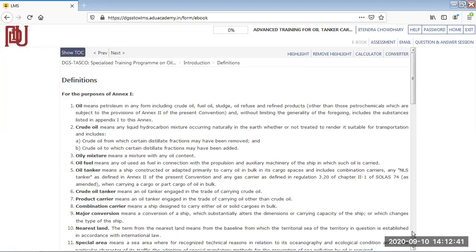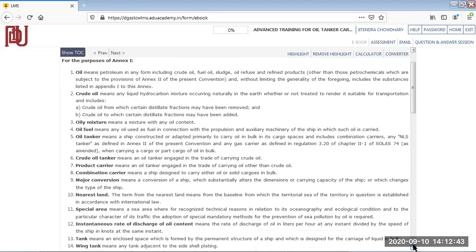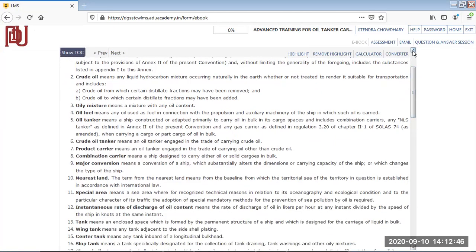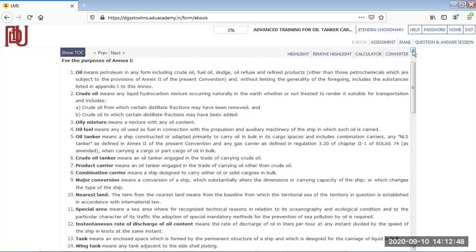So we start with the definitions of oil. Oil is a petroleum which in any form includes crude oil, fuel oil, sludge, oil refuse, and refined product other than petrochemicals which are subject to Annex II. Petrochemicals is mixed with chemicals. Then crude oil is the hydrocarbon mixture which naturally occurs in the earth. Whatever you're taking out directly from the seabed or earth surface, that is your crude oil.